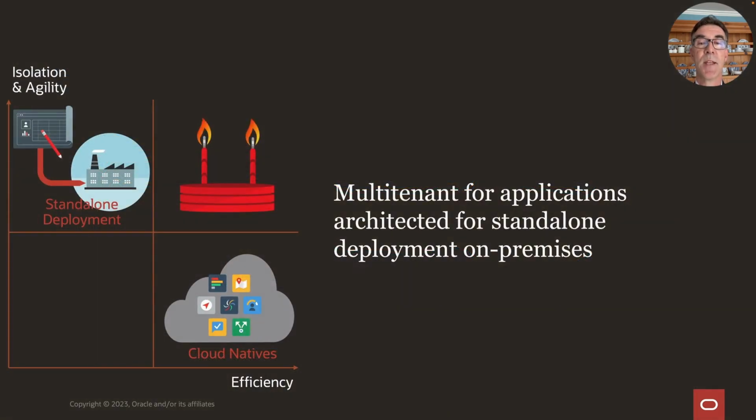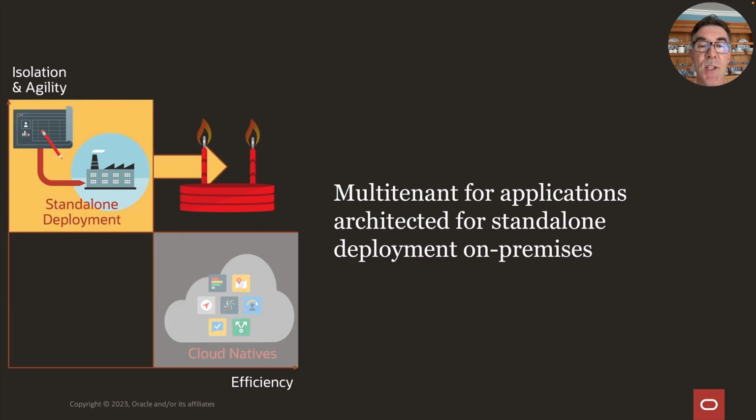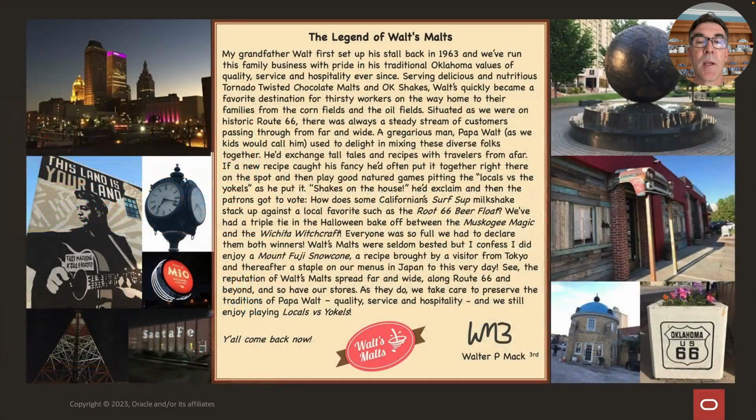And so we come to the other major segment in the application space: applications formerly architected for standalone deployment on premises. To illustrate this, we'll consider the example of a notional company named Waltz Maltz. Waltz Maltz is now a successful global franchised operation that basically sells smoothies and milkshakes. They started 60 years ago with a single store in Tulsa, Oklahoma.